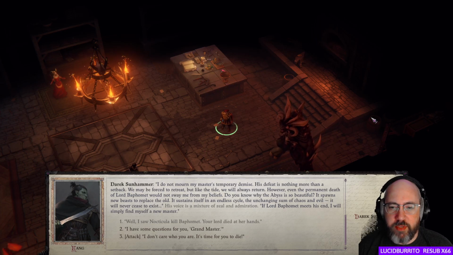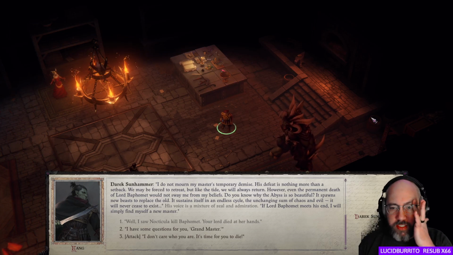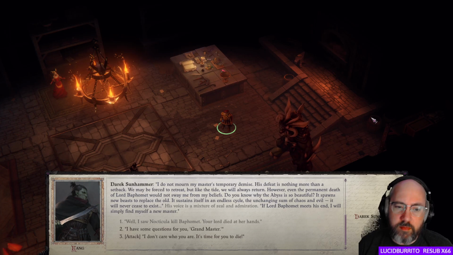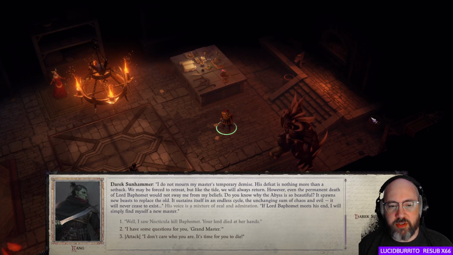Do you know why the Abyss is so beautiful? It spawns new beasts to replace the old. It sustains itself in an endless cycle, the unchanging sum of chaos and evil. It will never cease to exist. If Lord Baphomet meets his end, it will simply find myself a new master.